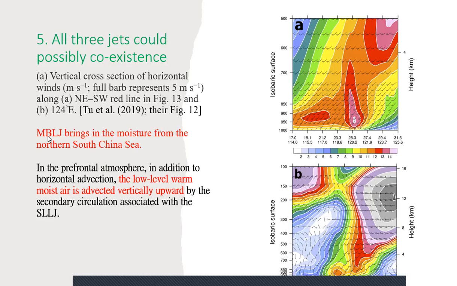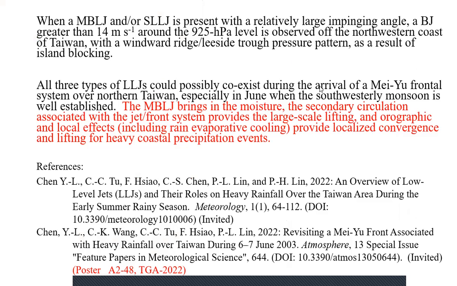So the marine boundary layer jet brings the moisture from the south. And the secondary circulation associated with the jet front system provides the large-scale lifting. And the orographic and local effects provide localized convergence and lifting for heavy rainfall occurrence. So this is my summary. Thank you for your attention.